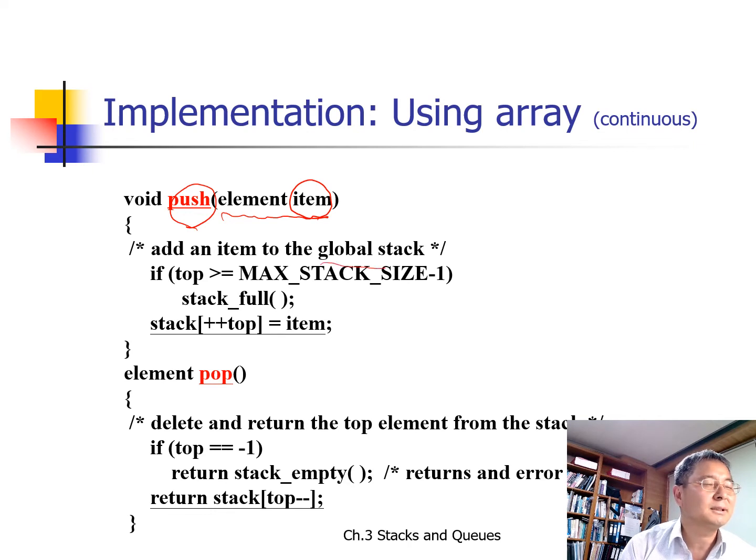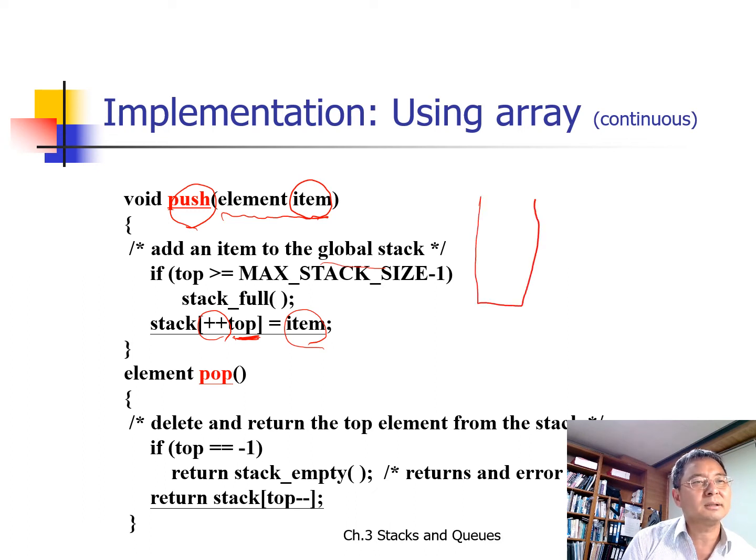Okay, so this parameter is the item to be stored in this stack, or add an item to the global stack, and you must increase the top pointer. Okay, if you insert one data into stack, then the top pointer must be increased by 1. So that is this one, plus operation in C language. And after that, the item will be stored, will be assigned to the top pointer.